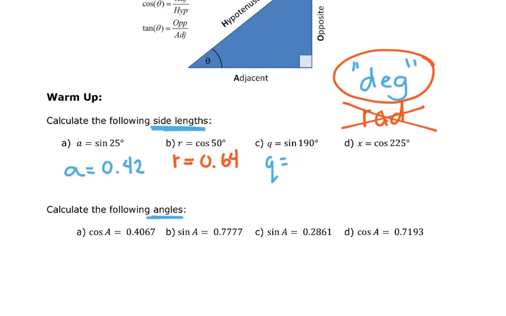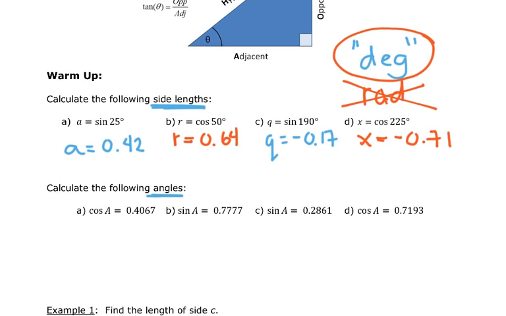Alright, so now we're going to try Q, and we know that Q is equal to sine 190, so you're going to put that into your calculator. And it is a negative number, and that's okay. Q is equal to negative 0.17. And last, you're going to check D. We're looking for X, and X is equal to cos of 225. So you're going to plug that into the calculator, and you'll get X is equal to negative 0.71. Don't forget that we need to round to that 1.